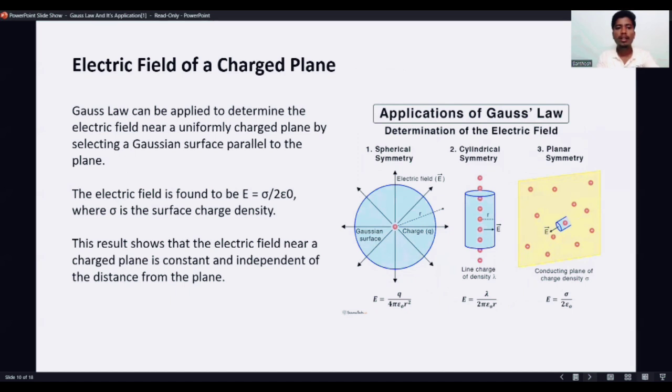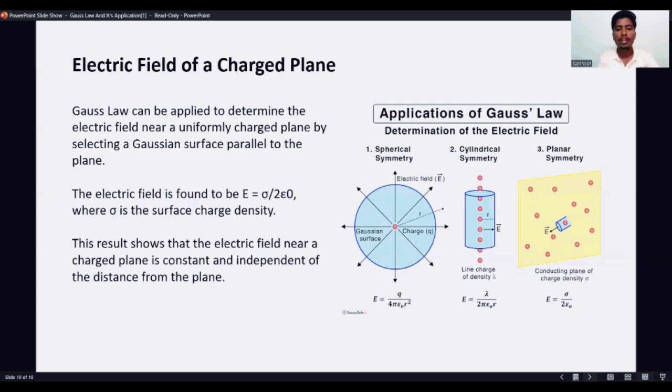And then, electric field of a charged plane. Gauss law can be applied to determine the electric field near a uniform charged plane by selecting a Gaussian surface parallel to the plane. And then the electric field is found to be E equals sigma divided by 2 epsilon naught, where sigma is the surface charge density.